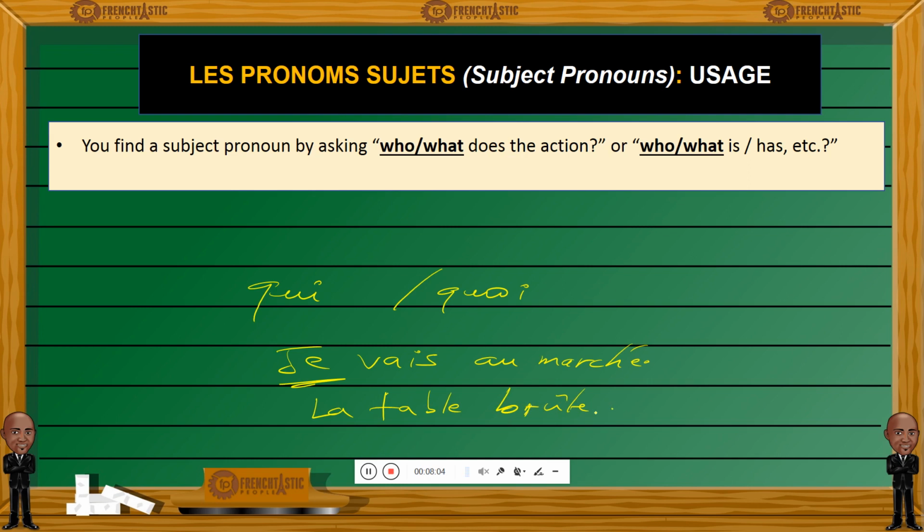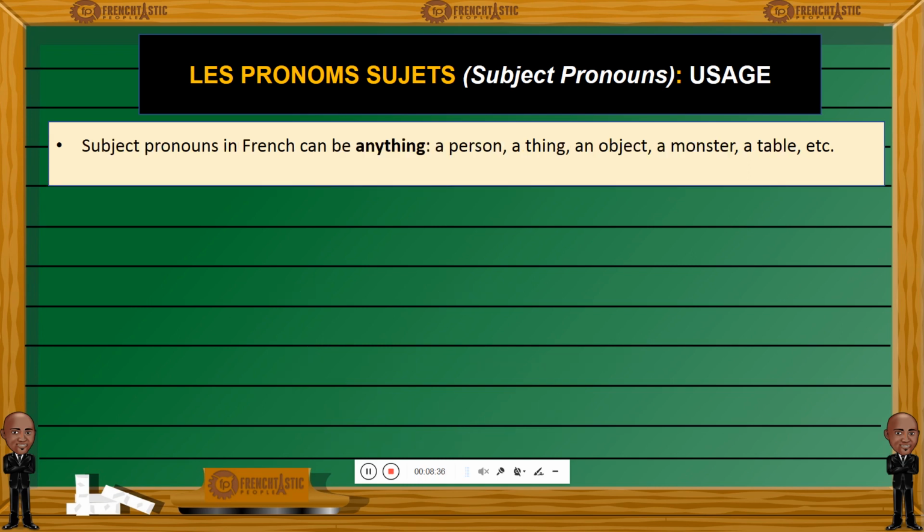When I say la table brûle, elle brûle, it is burning. We have replaced la table with elle, which is a subject pronoun. In order to find what is burning, we will say qu'est-ce qui brûle? The k that you hear is simply quoi. So to find the subject pronoun in French, you need to ask the question qui or quoi. All right? If you have more questions about that, simply go to the French lab and I will be happy to help. And finally, subject pronouns in French could be anything: persons, things, objects, a monster, a table, etc.